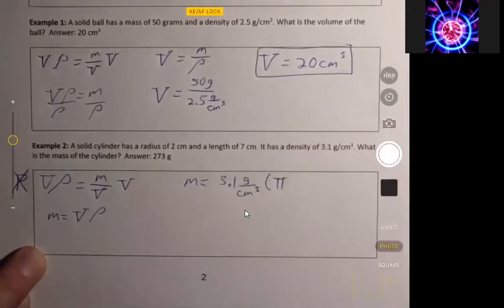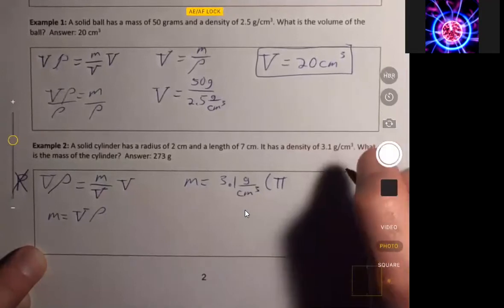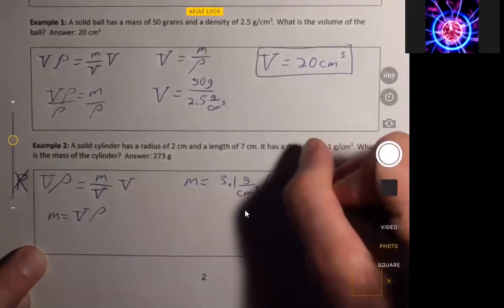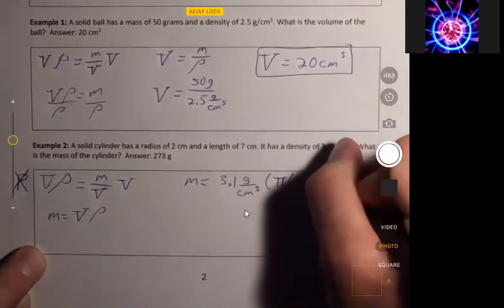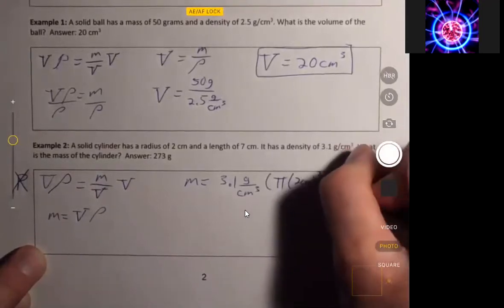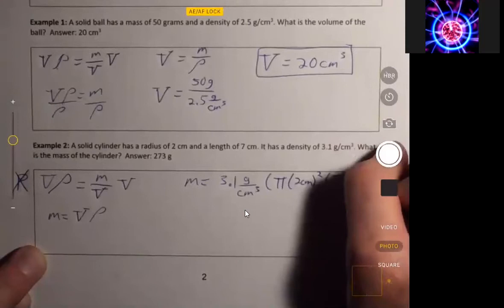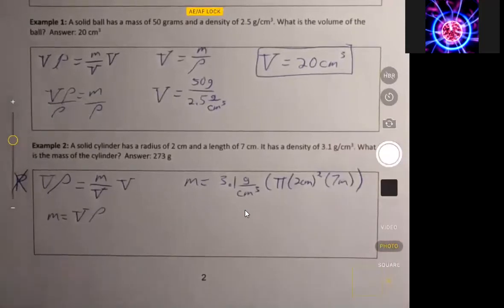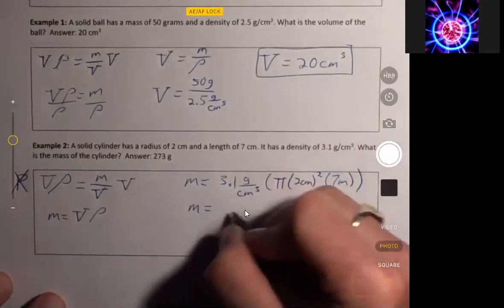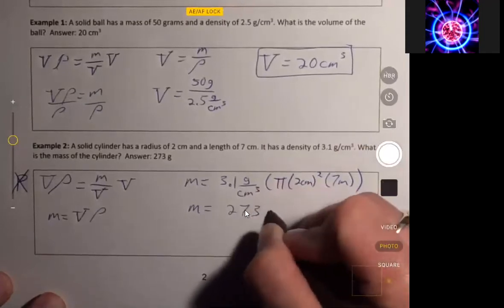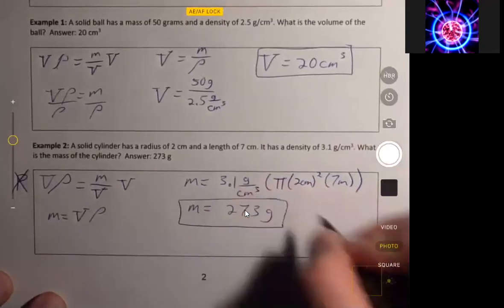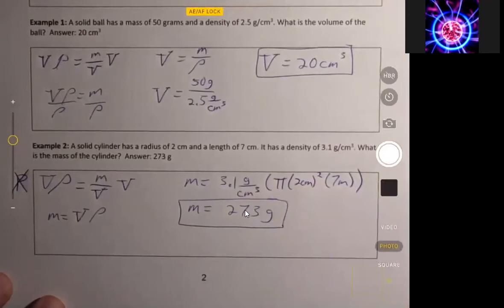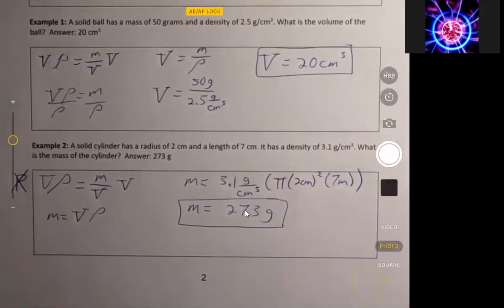Volume of a cylinder, well, we find the area of the base, which is pi times 2 centimeters squared. So pi r squared. And then we multiply by the height. And that comes out to 273 grams. All right. So just a simple relationship, density equals mass over volume, and we can solve for any of the three things that are in there if we know the other two.